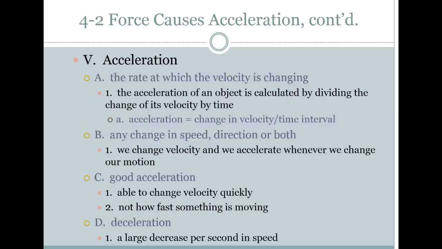A car that can go from 0 to 60 kilometers per hour in 5 seconds has a greater acceleration than another car that can go from 0 to 80 kilometers per hour in 10 seconds. So having good acceleration means being able to change velocity quickly and does not necessarily refer to how fast something is moving. In physics, the term acceleration applies to decreases as well as increases in speed.